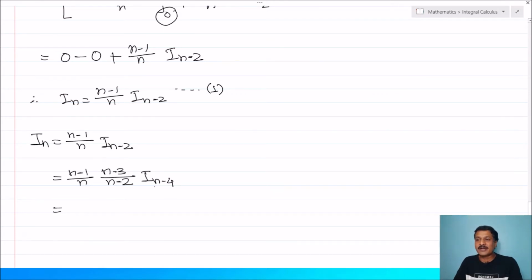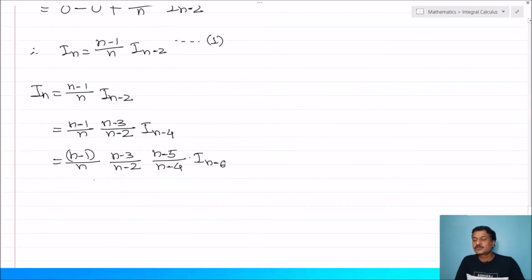Again use the same formula for n minus 4. So I am getting (n minus 1) upon n as it is, (n minus 3) upon (n minus 2) as it is, and for this, n minus 4 means this n is replaced by n minus 4. So I am getting here (n minus 5) upon (n minus 4) into (n minus 6). So continue this. So I am getting here (n minus 1) upon n into (n minus 3) upon (n minus 2) into (n minus 5) upon (n minus 4) into (n minus 7) upon (n minus 6).